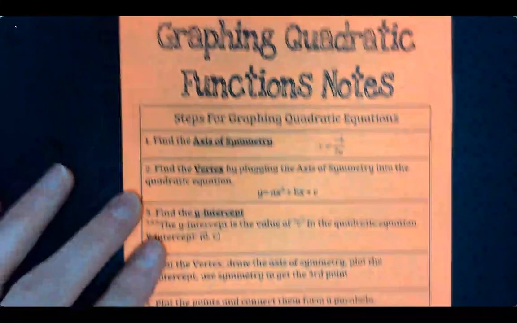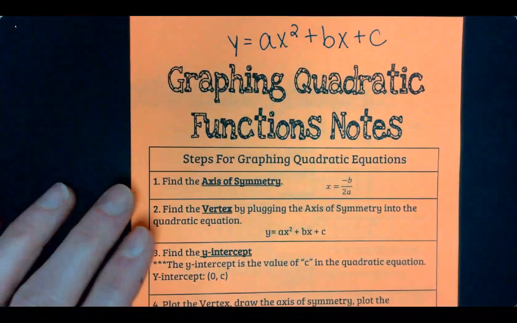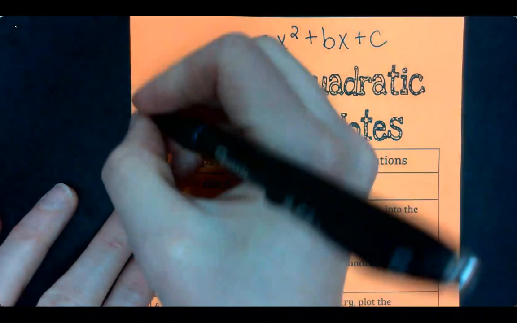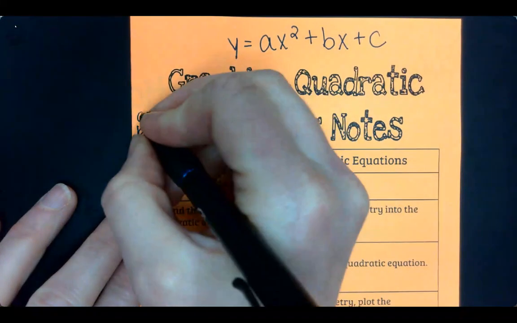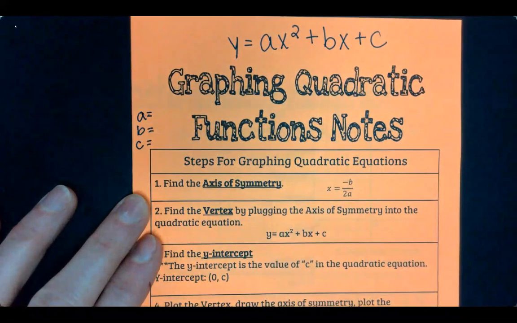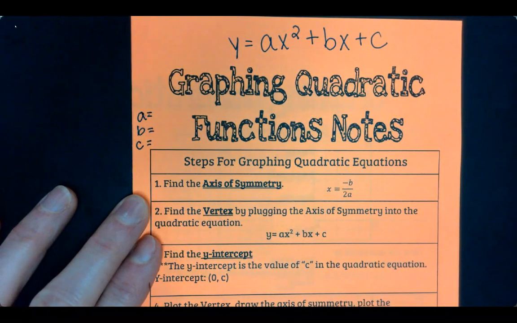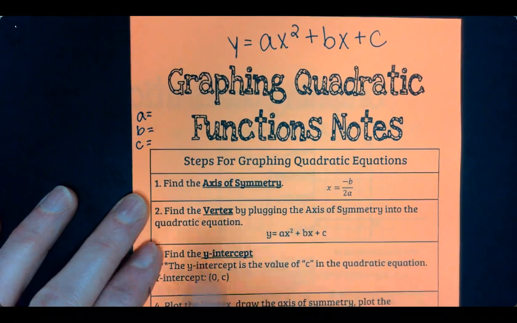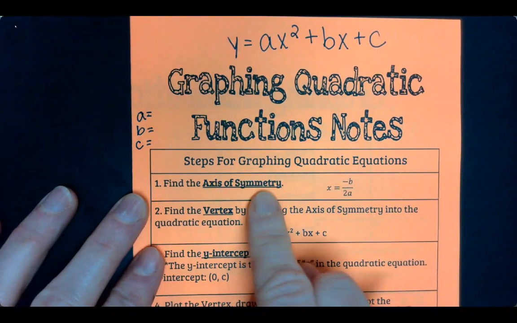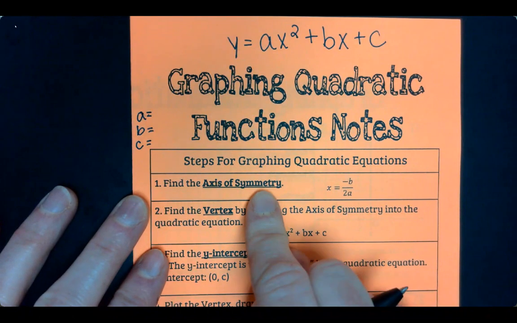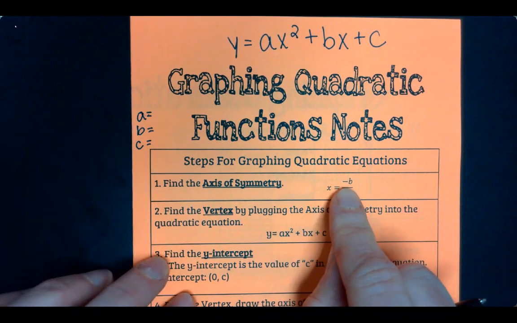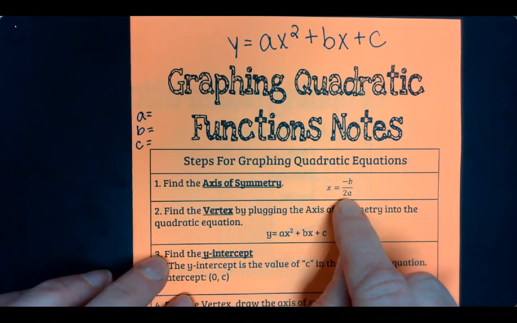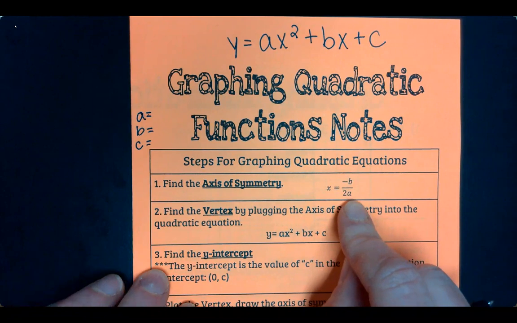So whenever we graph these, we're going to use the standard form. We're going to identify A, B, and C. We're going to write A equals, B equals, and C equals. Once you identify A, B, and C, then you start with step one. You find your axis of symmetry. You use the values for A, B, and C and put them in here. So it says negative B over 2A. So this is on your formula chart.